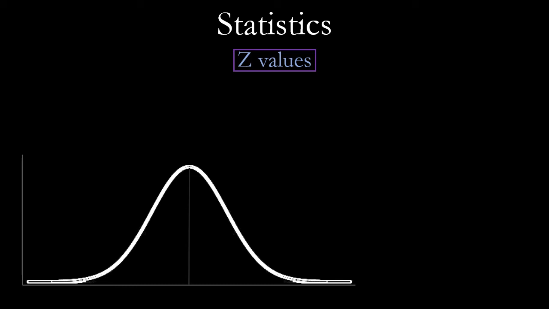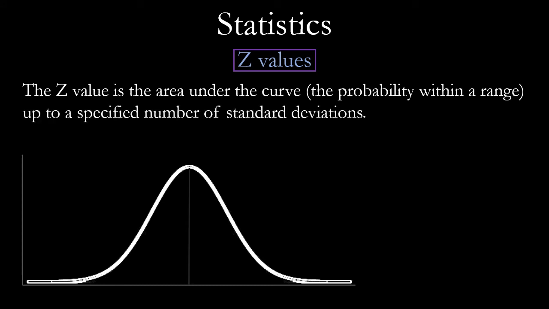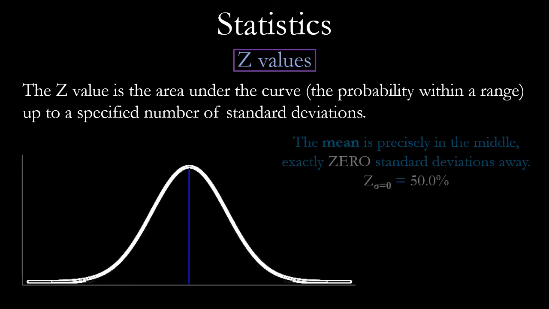Z-values are another way of looking at the area under a curve, except now, instead of looking at values between 2 points in a standard deviation, we're looking at the area under the curve, the probability within a range, up to a specified number of standard deviations. We're looking at the area to the left of a point, the total area to the left, not simply within 2 margins on the right or the left. When you've got the mean, the area under the curve to the left of that is going to be 50% of our total. So the z at 0 standard deviations is going to be 50% of the area under the curve.